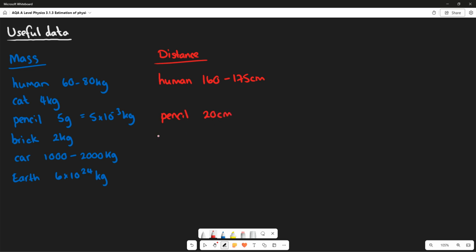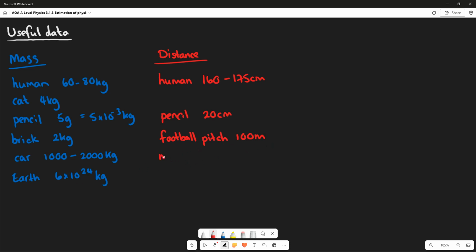So if something comes out with the answer of 20 centimetres and you think, you know what, is it about the length of a pencil? Awesome, yeah, great. A football pitch is one that's often given. So a football pitch, and I am talking soccer, is about 100 metres. It's about the distance that you would run in a 100-metre race.